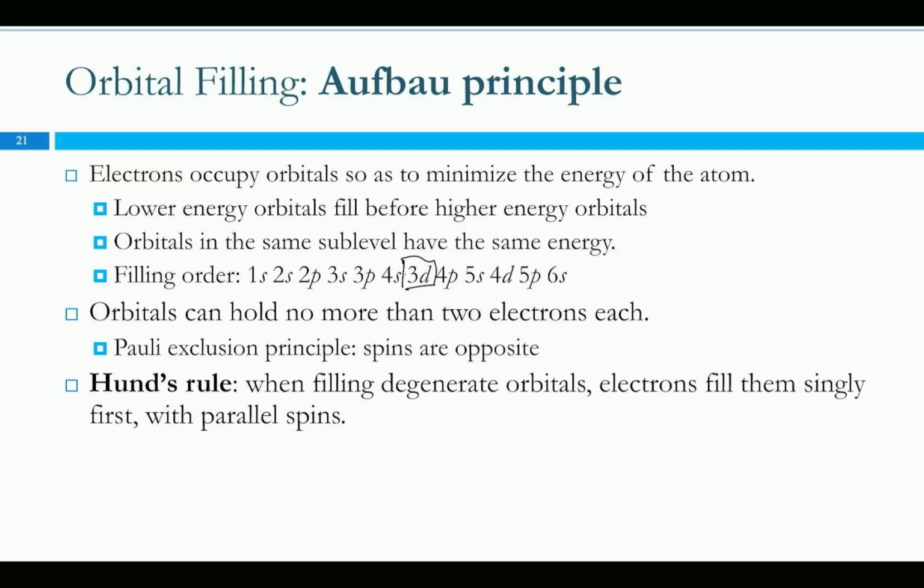You can only have 2 electrons per orbital. They've got opposite spins. And then when filling degenerate orbitals, which again, degenerate means same energy, we fill them singly first with parallel spins. So this is the only time where your spin really matters. They all have to be up or down. I will always fill them up first, sorry, not down.